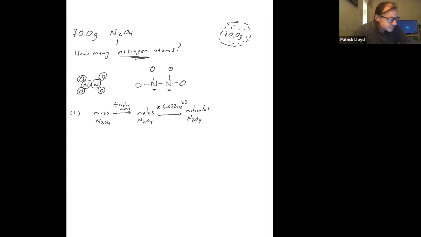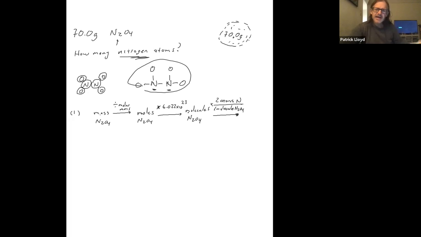Okay, so to go from mass to moles, you divide by the molar mass. To go from moles to molecules, you multiply by Avogadro's number, because remember, a mole is Avogadro's number of that substance. Now that's going to give you how many N2O4s you have, but in this question, there's one more step you've got to do. If you don't do this step, you'll be off by a factor of 2. There's 2 nitrogens for every molecule. So there's 2 atoms of nitrogen divided by 1 molecule of N2O4.